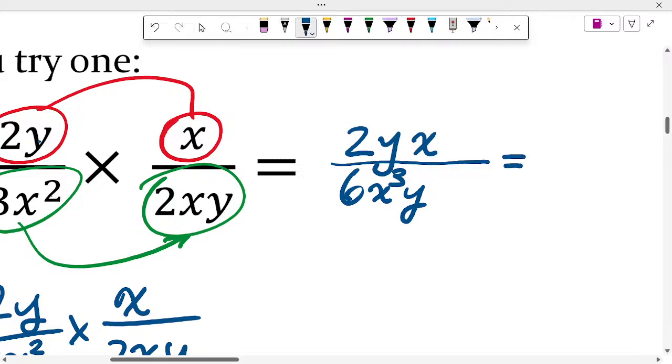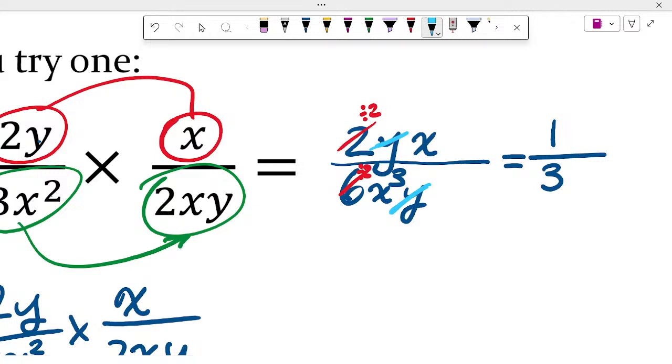Now, can we simplify anything here? Well, do 2 and 6 simplify to anything? What can you divide them both by? 2. We divide them both by 2. And when we divide them both by 2, what do we get? What's going to be on the top now? 1. And on the bottom? 3. Okay. Anything else that cancels? Yeah, we have a y there and we have a y there. So are we going to have y's at all here? No, not on the top or the bottom.